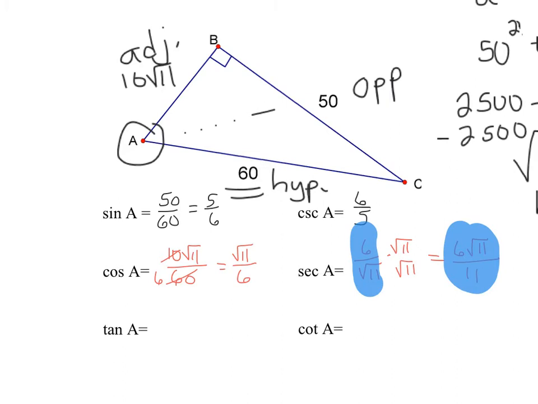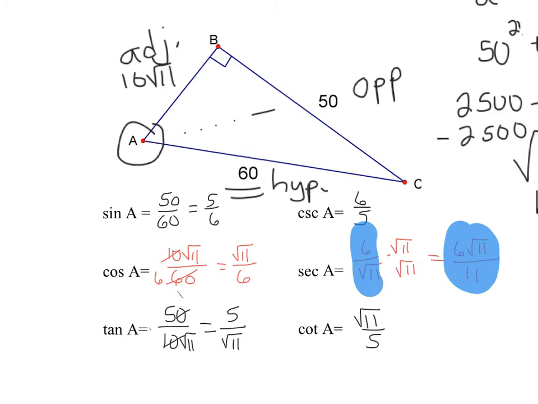So the tangent of A is opposite over adjacent. If I do the opposite over adjacent, that's 50 over 10 square root of 11, which if I reduce, 50 and 10 will give me 5 over square root of 11, which I know the cotangent then is going to be the square root of 11 over 5.